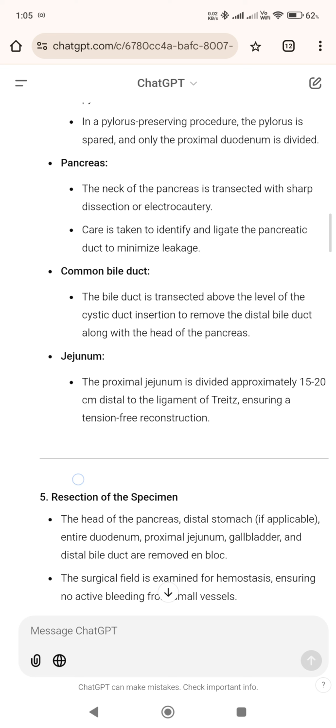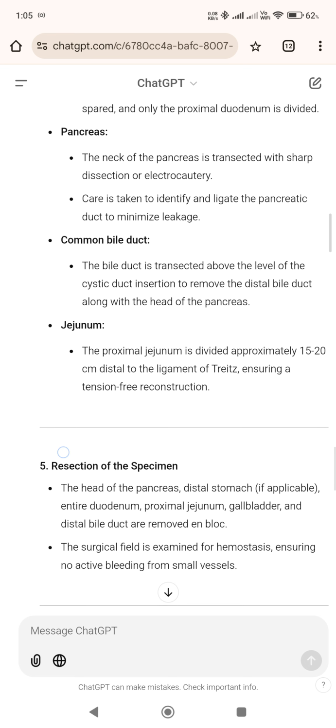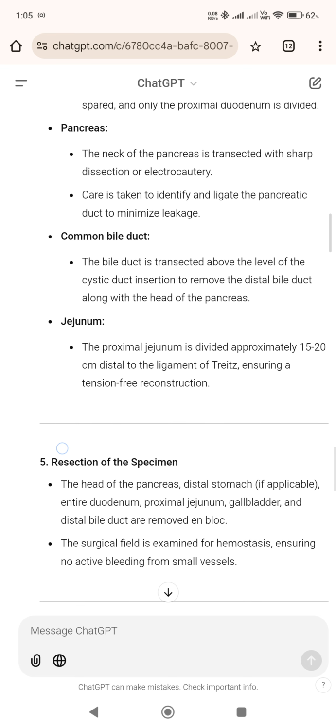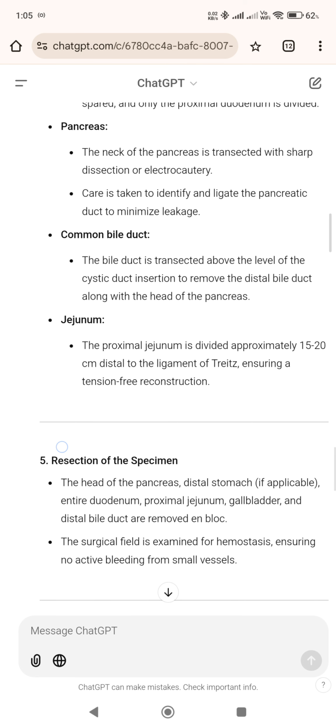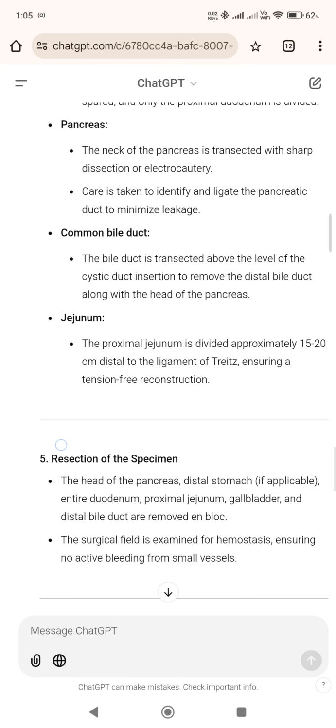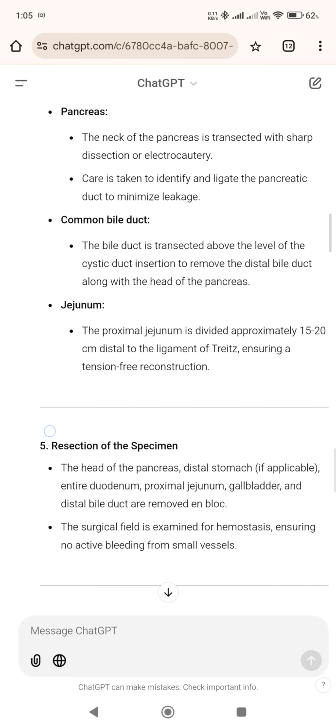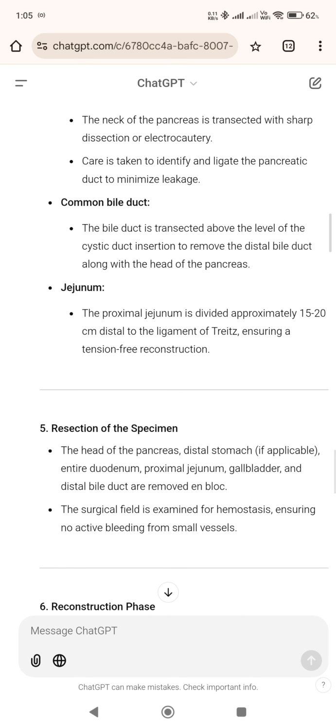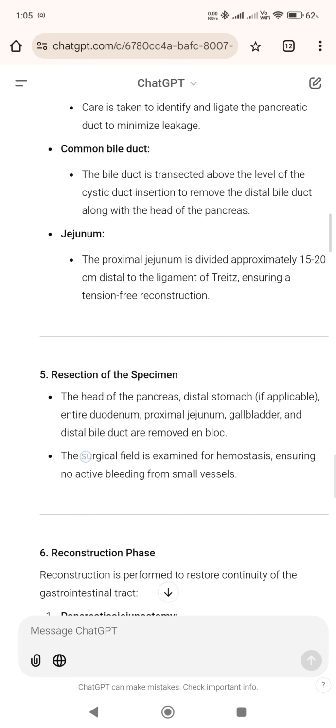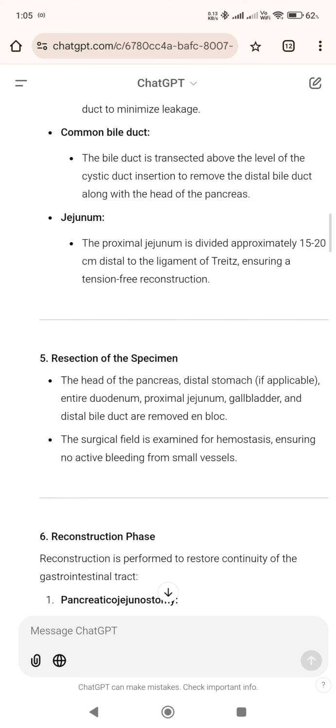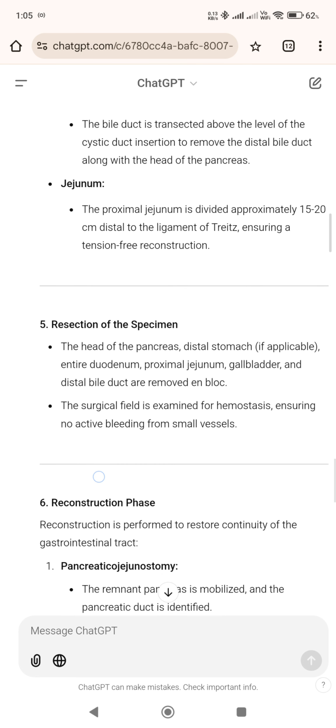Common bile duct. The bile duct is transected above the level of the cystic duct insertion to remove the distal bile duct along with the head of the pancreas. Jejunum. The proximal jejunum is divided approximately 15 to 20 centimeters distal to the ligament of Treitz, ensuring a tension-free reconstruction.